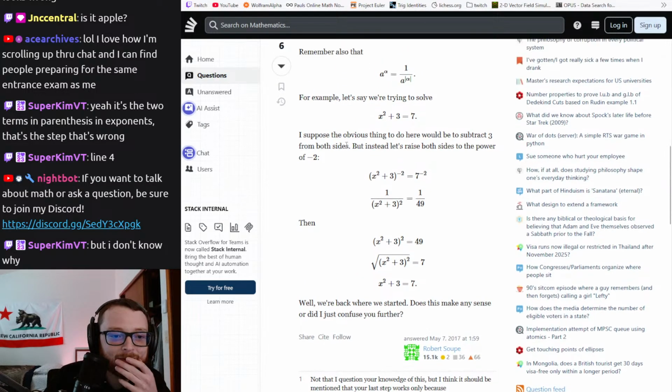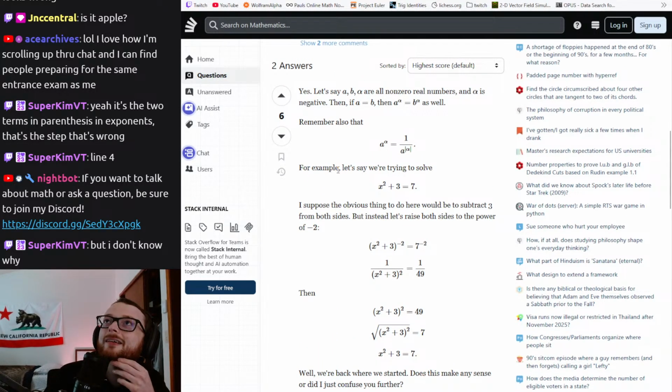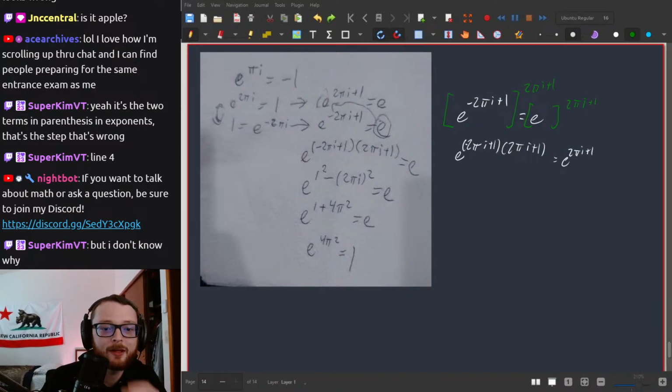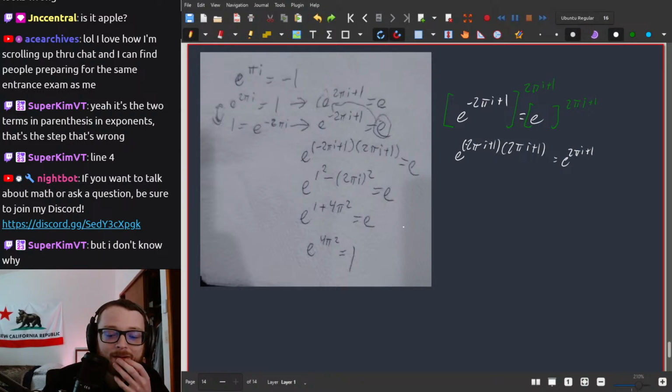Maybe it's... Are there issues with doing i to the power? Like if we have... When we raise things to the power of an imaginary number, what happens? Maybe there's branch cut issues.